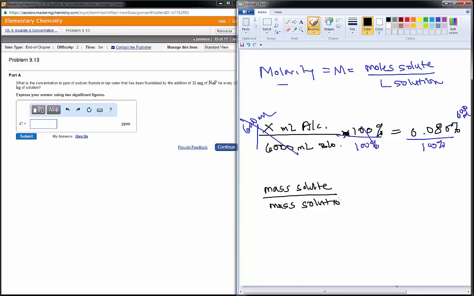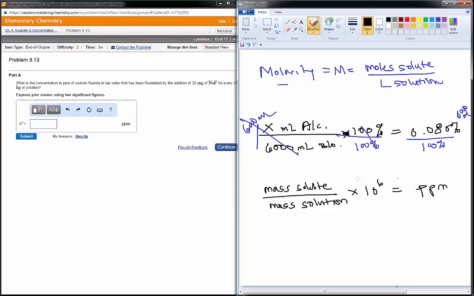Solution. And then instead of multiplying it by 100% to make it a percent, I can multiply it by 1,000,000 to make it parts per million, or I can even multiply it by 1,000,000,000 to make it parts per billion, or I could even multiply it by 1,000,000,000,000 to make it parts per trillion. In this case, they want parts per million, so that's going to be 10 to the 6. That's 1,000,000. That gives me my answer in parts per million.